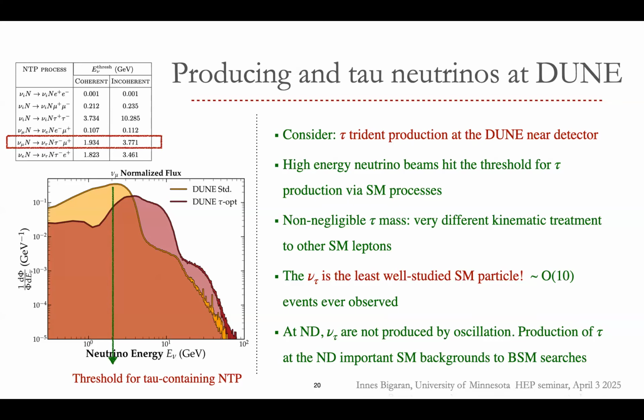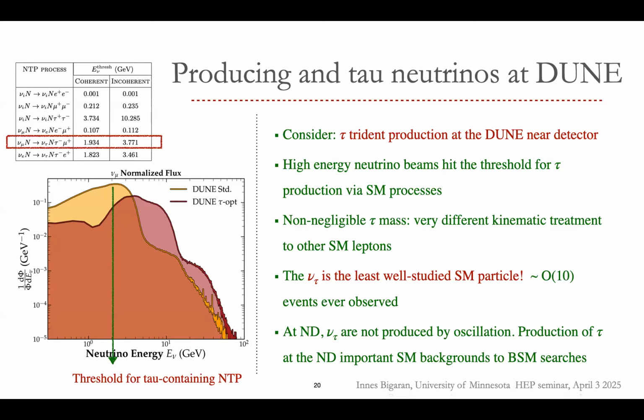So, as you asked earlier, will there be enough energy at these sort of experiments to produce taus? We're going to focus, as I said earlier, on this tau muon final state, because the tau-tau final state has much higher thresholds, of course, to produce two taus. But at the minimum, let's see if we can produce a tau through tridents in the most minimal way. And what we see here is that there is a significant amount of the neutrino flux which has sufficient energy to produce the tau muon trident in that state.